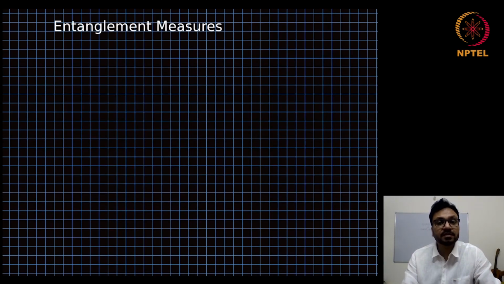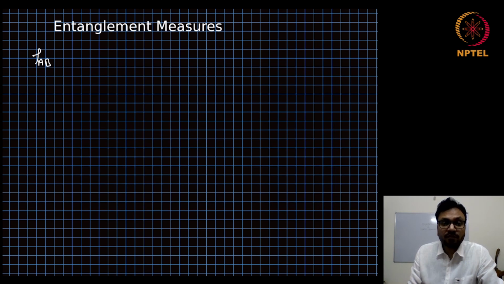Our next topic is entanglement measures. In this topic, we will discuss how to quantify entanglement in a given bipartite quantum system. Once we are given a bipartite quantum system rho AB, we have established how to tell whether it's a separable state or an entangled state.